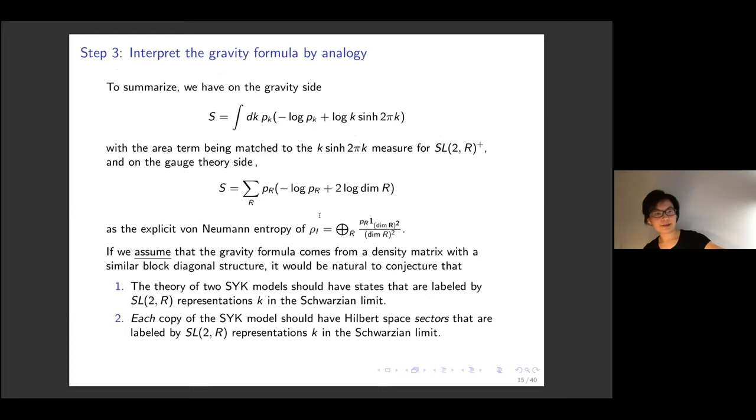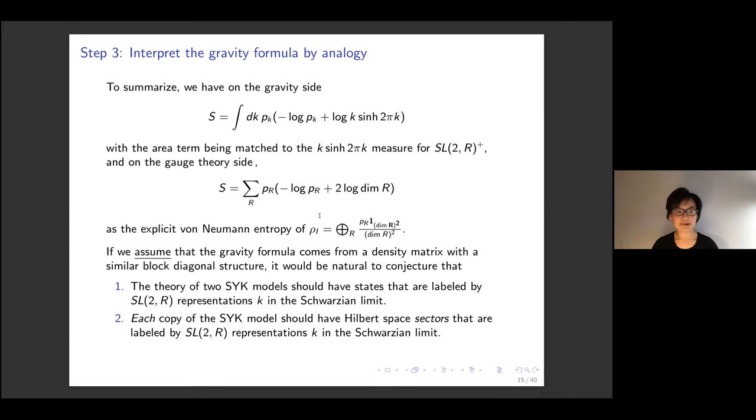Okay. So to summarize everything that we covered so far. In this setup, first on the gravity side, I rewrote the analog of the RT formula in a Hartle-Hawking state of JT gravity in this first order way, where this k sinh 2 pi k measure can be matched to the JT gravity analog of the area term. While on the gauge theory side, I found the second equation as the explicit von Neumann entropy of this block diagonal matrix that came from taking a partial trace in a Hilbert space with superselection sectors labeled by the representations R.